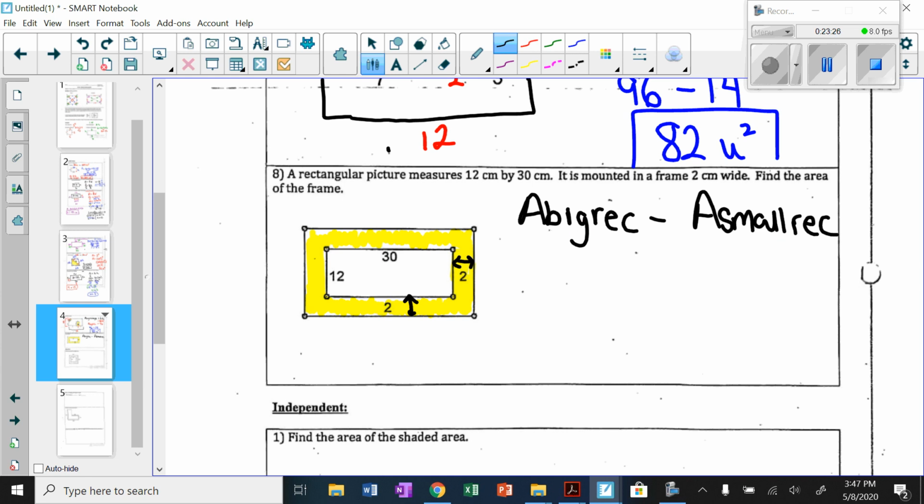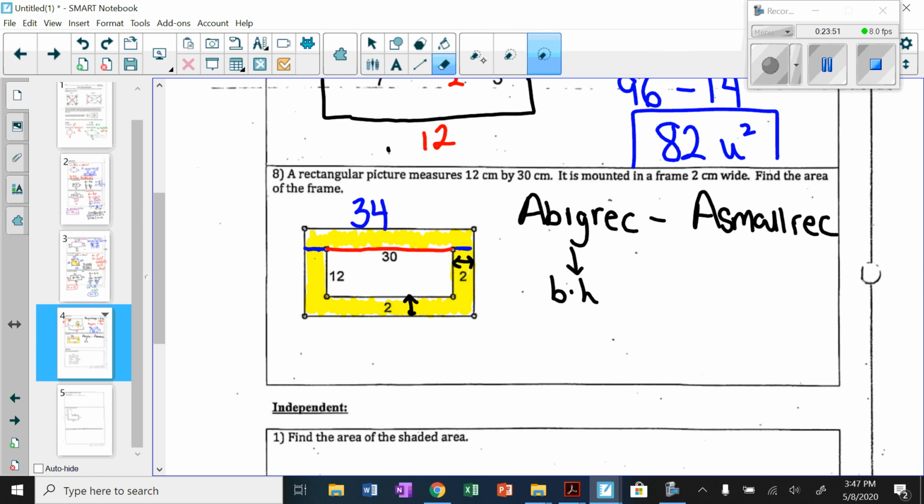All right, let's figure out the dimensions of the big rectangle. We know it's base times height. Well, the small rectangle has a base of 30. And then we're going to add 2 centimeters on the right side, but we also have to add 2 centimeters on the left side. So which means the total base is not 30, not 32, it's going to be 34.